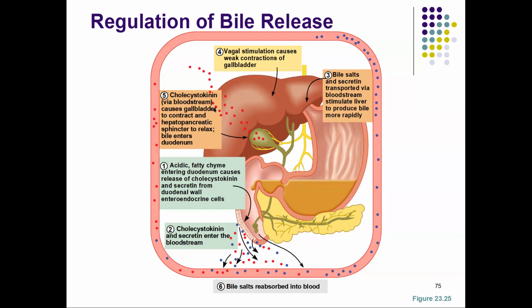Cholecystokinin, which is in the bloodstream, causes the gallbladder to contract and the hepatopancreatic sphincter to relax. Bile therefore enters the duodenum, right? So once the cholecystokinin hits, strong contractions now force out large volumes of bile, and as the bile travels down to the hepatopancreatic sphincter, it opens, and bile now enters your duodenum, right?